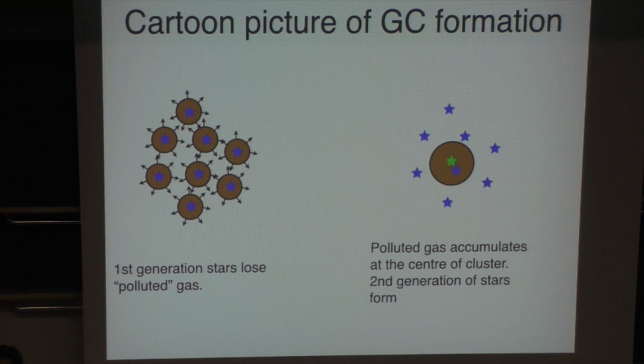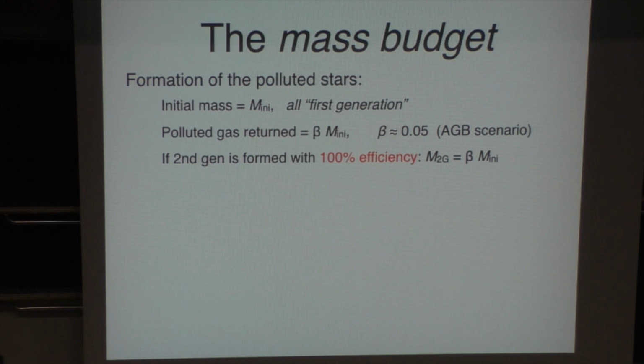So then we run into a problem immediately, that is the so-called mass budget problem. Can you actually form enough polluted stars in this way? And you can do a very simple calculation here, right? Suppose you form a cluster with some initial mass, all first generation stars, and then you are able to produce some amount of polluted gas, say with an efficiency beta, where that will typically be just a few percent, 5% or so for the massive AGB star scenario. So if you can form new stars out of that material with 100% efficiency, right, then it's very easy. That is the mass of your second generation, which is less than the mass of the initial generation.